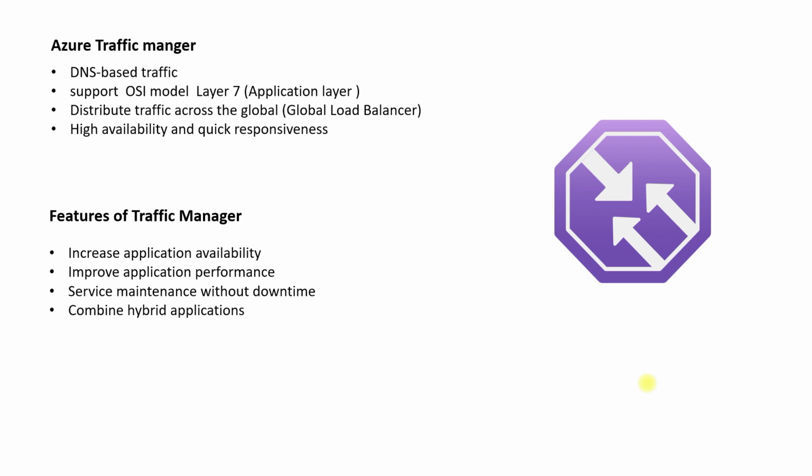Next one, combine hybrid application. Combine hybrid application means Azure Traffic Manager supports both kinds of endpoint, Azure endpoints and external endpoints. So it's like a hybrid endpoint. You can use either an Azure endpoint or an external endpoint. So now you understand what Azure Traffic Manager is and the features of Traffic Manager. We will go to our next slide.